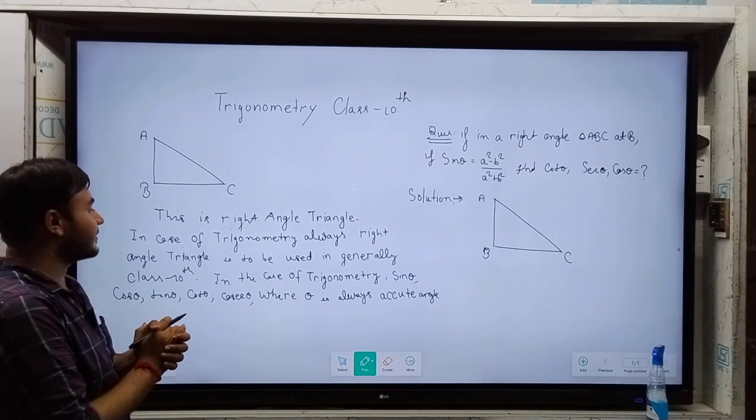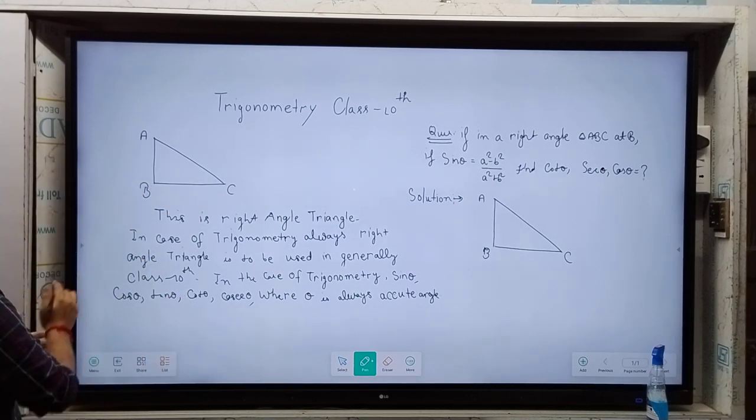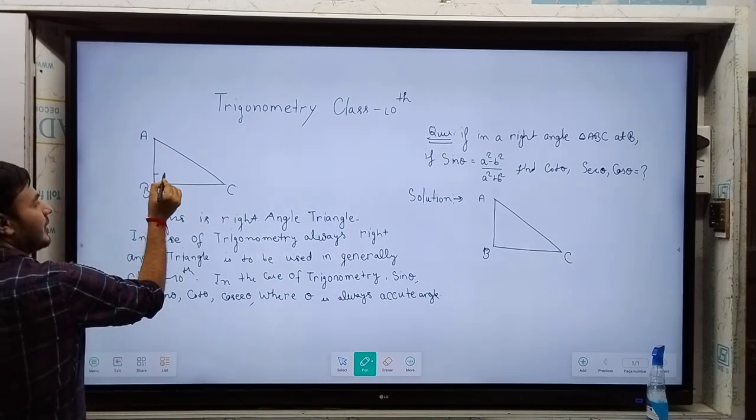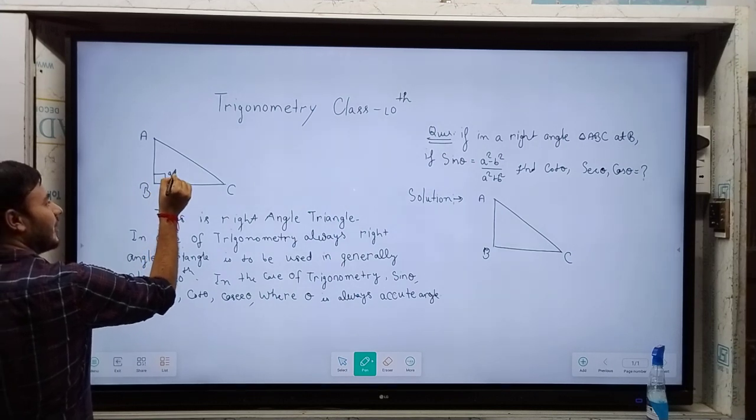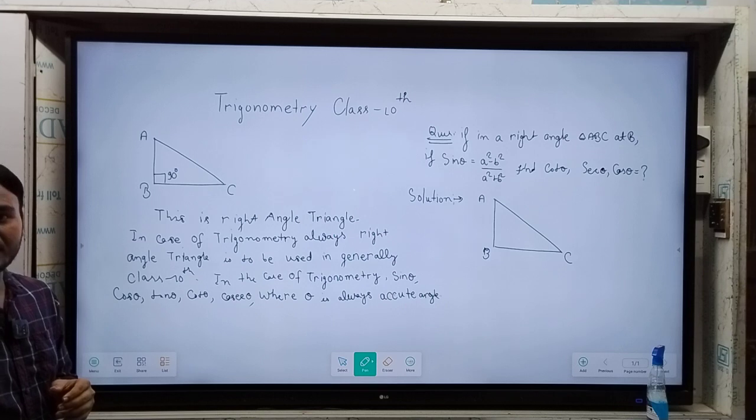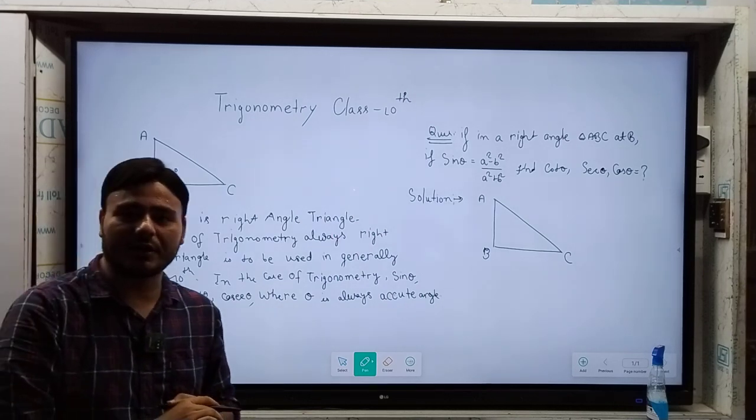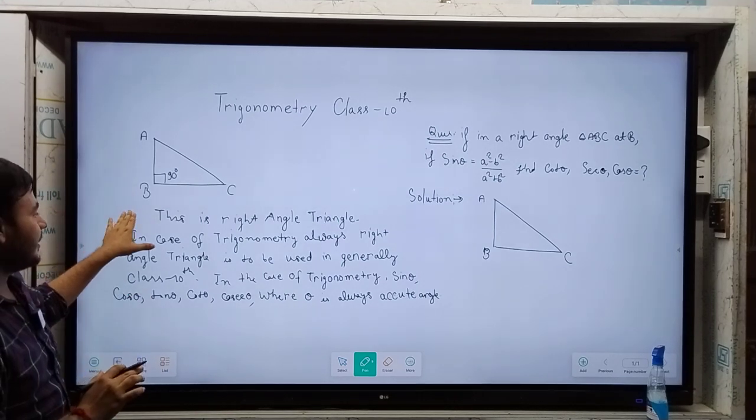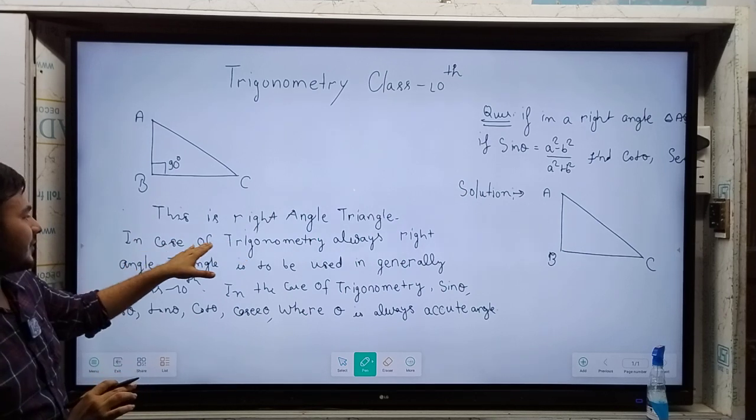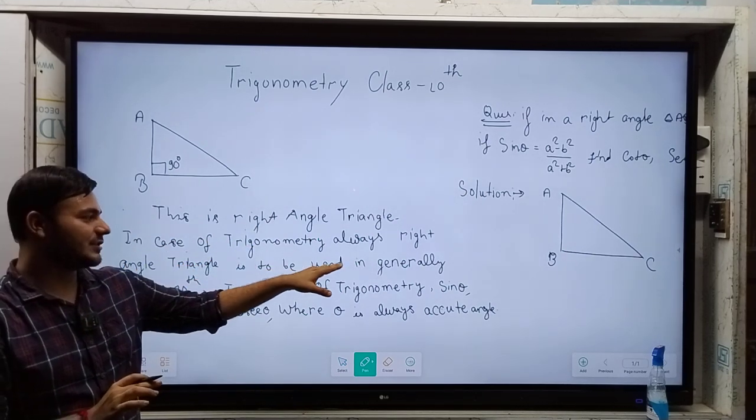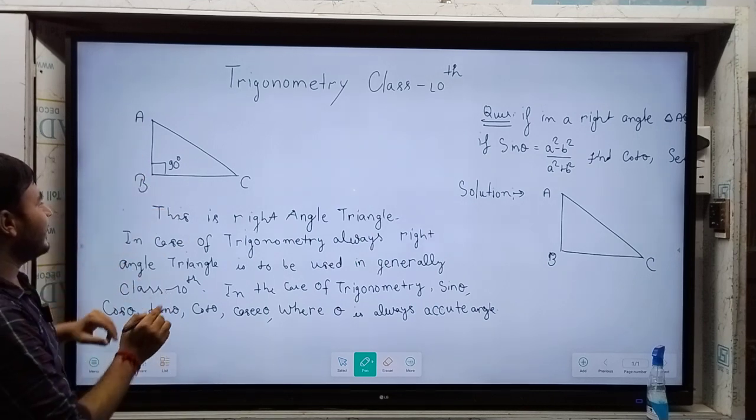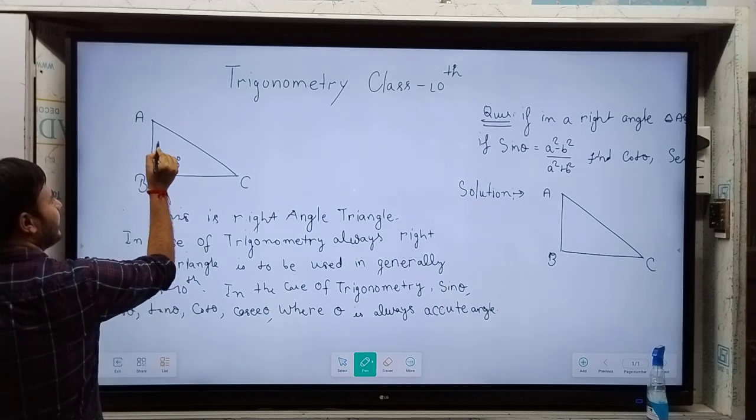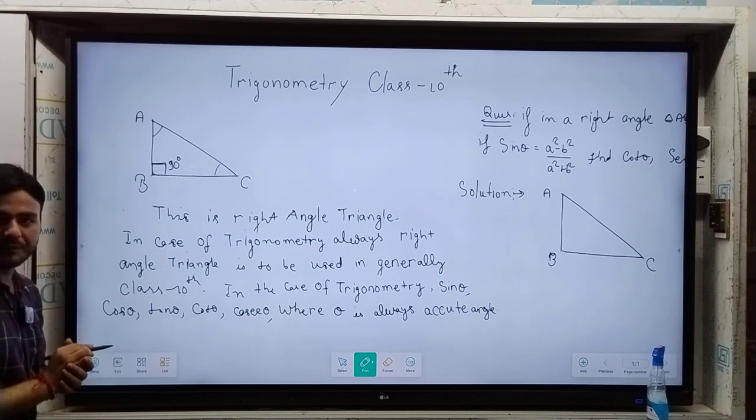First point: in trigonometry, you can see this is a right angle triangle. A right angle triangle is one in which only one angle can be 90 degrees and the others will be acute angles. In trigonometry, a right angle triangle is generally always used. You can see angle B is 90 degrees, but angle A and angle C will be acute angles.